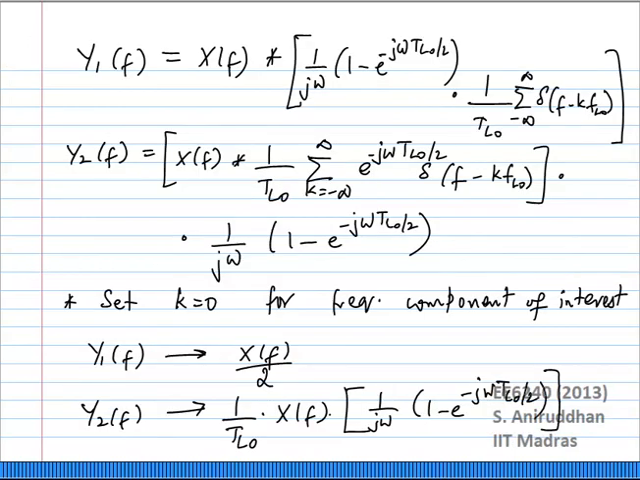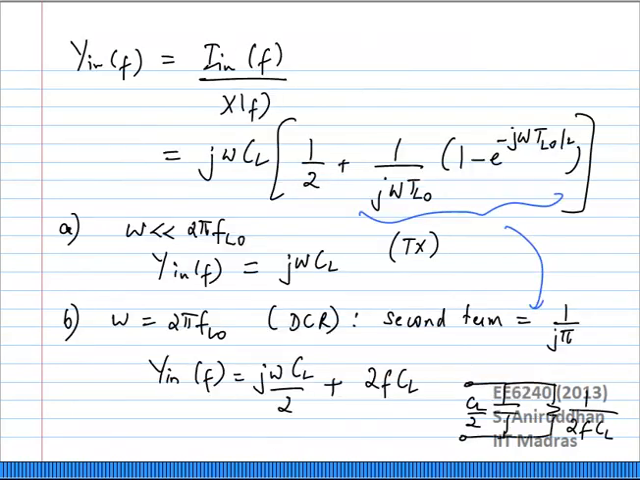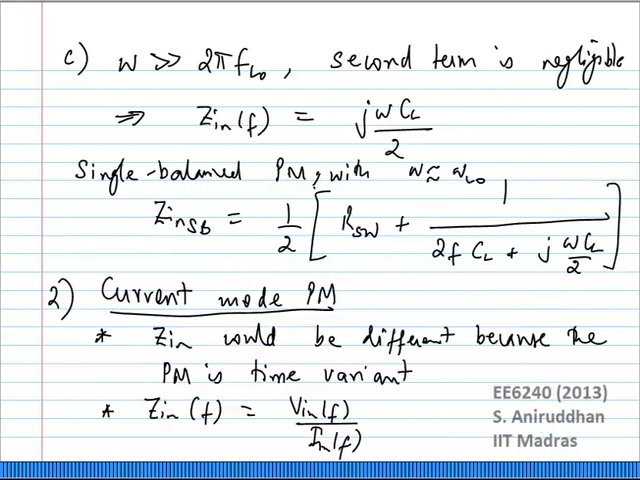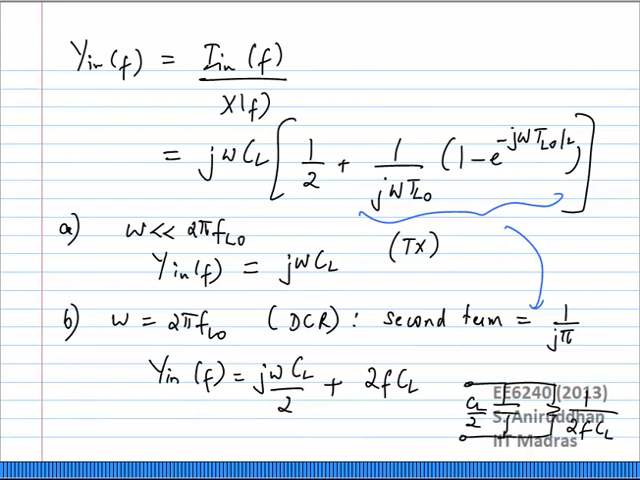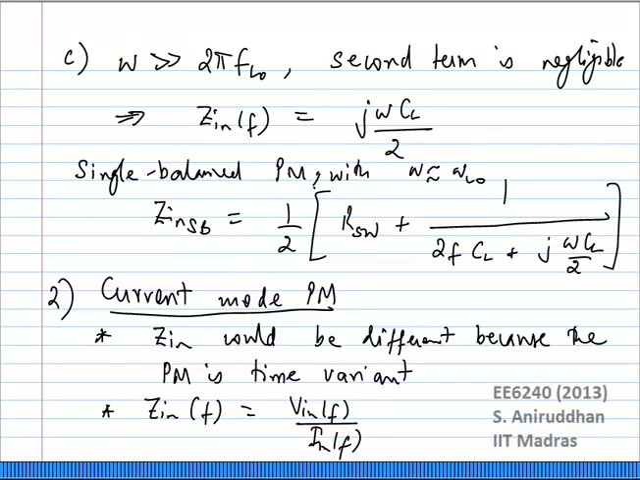We use the same way of analyzing it as we did for the original conversion gain, and we split it into two components, the track and the hold. And we figured out that for three different cases, you will have three different kinds of impedances. Similarly, if you had a current mode passive mixer, the input impedance is now defined as Zin equals Vin by Iin. So there are different ways.